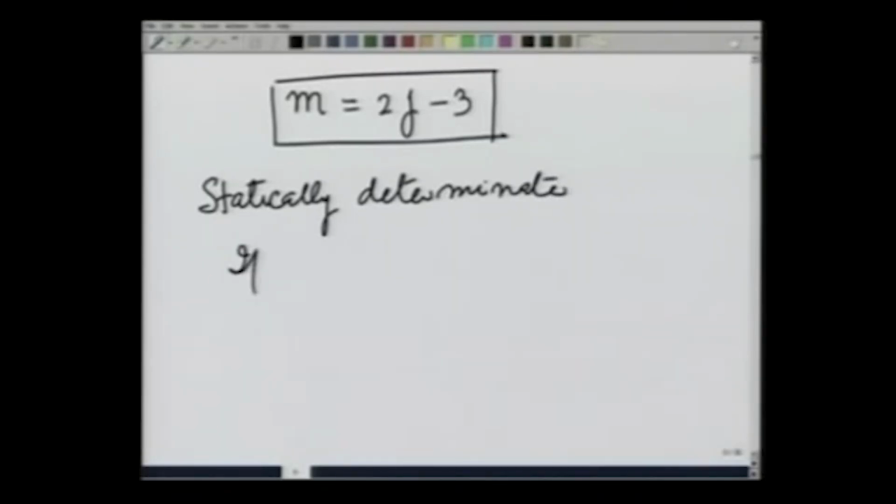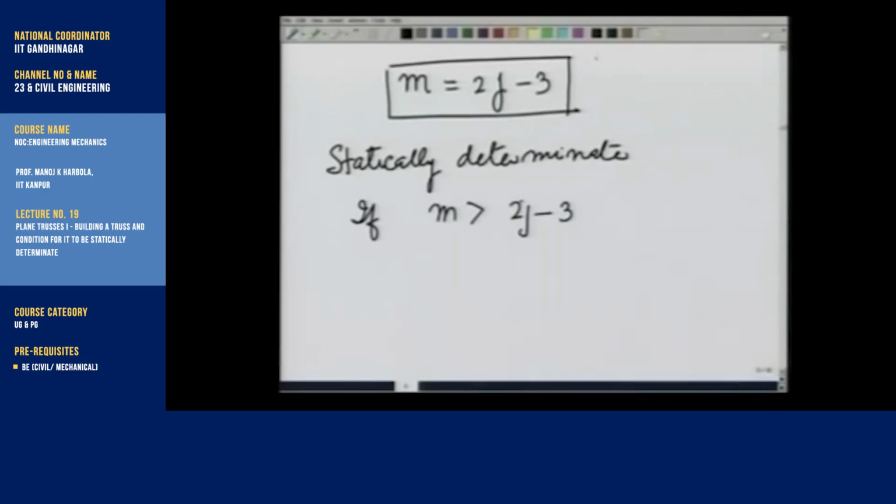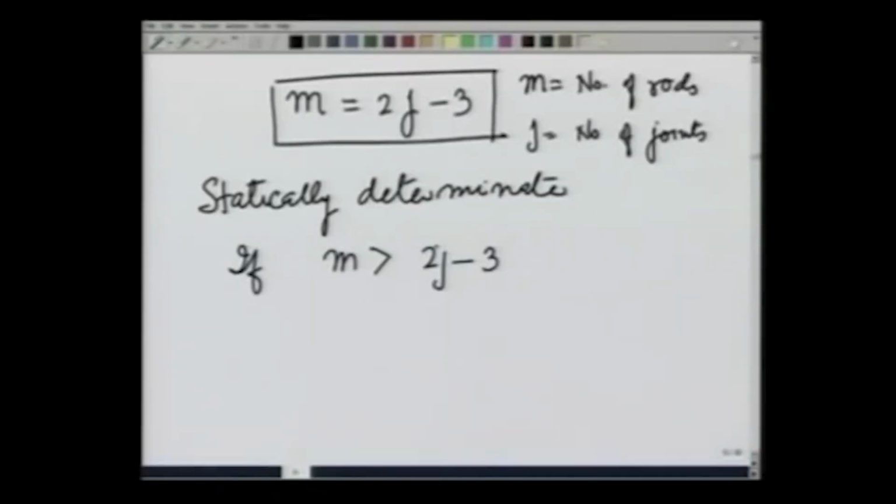If m is larger than 2j minus 3, where j is the number of joints and m is the number of members, let me write it here. m is equal to the number of these rods, let us say, and j is the number of joints, then the system becomes statically indeterminate. I have provided more constraints than are needed.